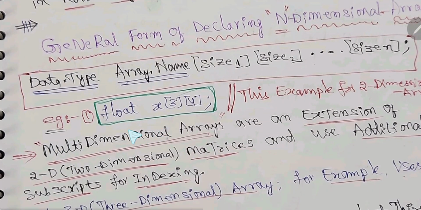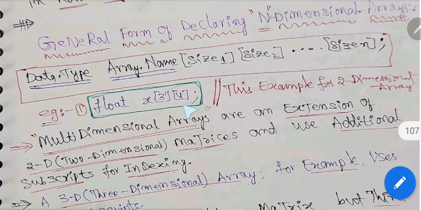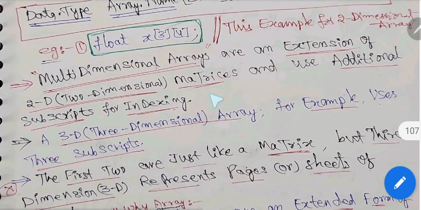Declaration examples: float x[3][4]. This is an example of a two-dimensional array. See, with red pen I have written comments. This is a single line comment. If you want to write multi-line comments, you can see my first video on the structure of the C program. I will mention it in the description box also. You can see all my videos, then you can understand the subject very easily.